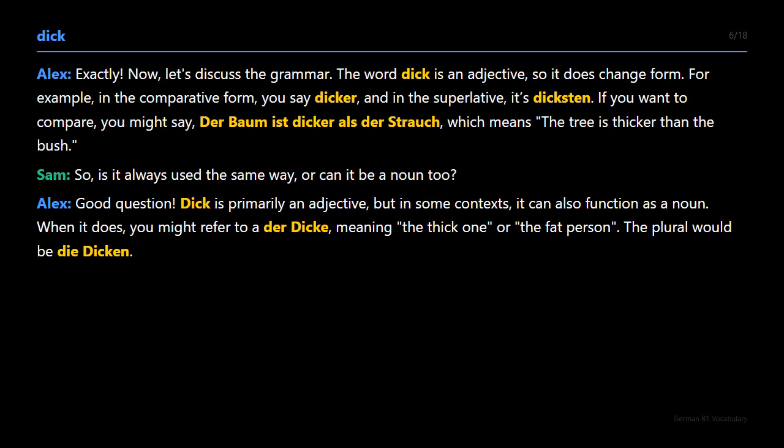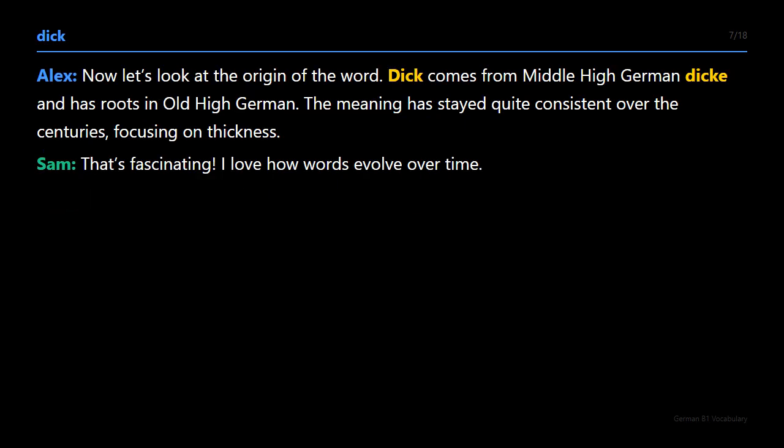Now let's look at the origin of the word. "Dick" comes from Middle High German "dicke," and has roots in Old High German. The meaning has stayed quite consistent over the centuries, focusing on thickness. That's fascinating. I love how words evolve over time.